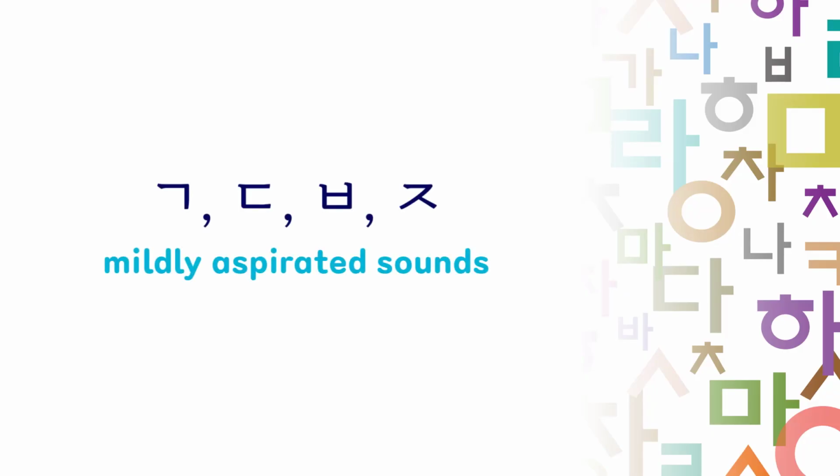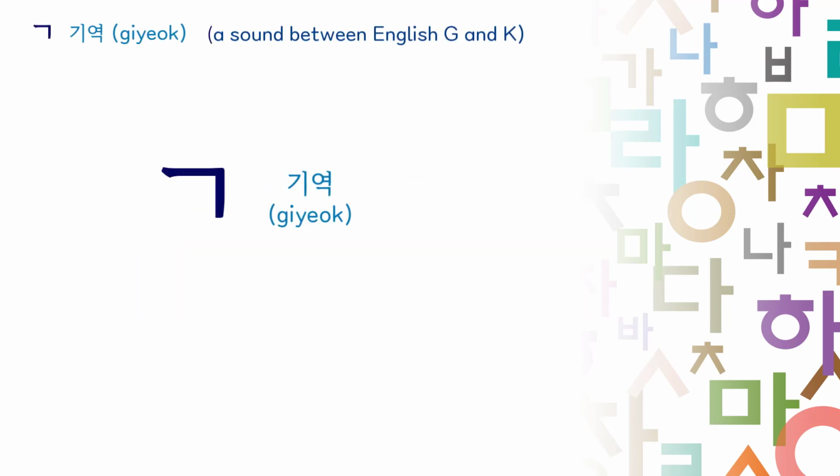First, we're going to learn 4 consonants that are mildly aspirated, which makes them very unique. And we'll talk more about what this mildly aspirated means a little bit later. And these 4 consonants are 기역, 디귿, 비읍, and 지읒. As well as these 4 consonants, we'll also learn other consonant sounds that are related to these 4 consonants. Okay, so the first letter is 기역, 기역.